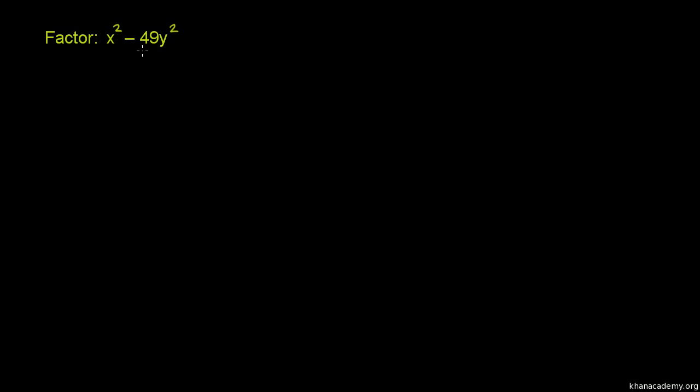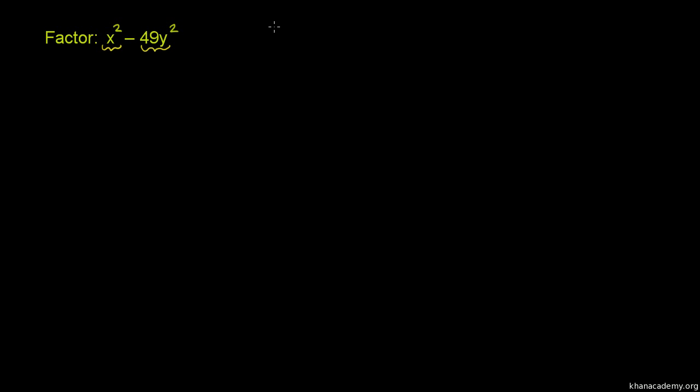Factor x squared minus 49y squared. So what's interesting here is that x squared is clearly a perfect square. It's the square of x. And 49y squared is also a perfect square. It's the square of 7y. So it looks like we might have a special form here.